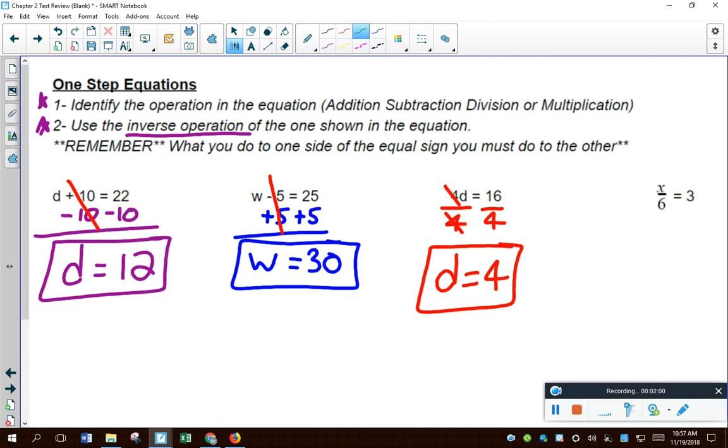The last equation on the right here says x divided by 6 is equal to 3. To undo division, I'm going to multiply. So I'm going to multiply both sides by 6. On the left-hand side, my 6's will cancel, and we're left with x equals 6 times 3 is 18.